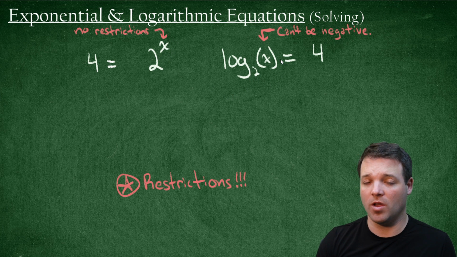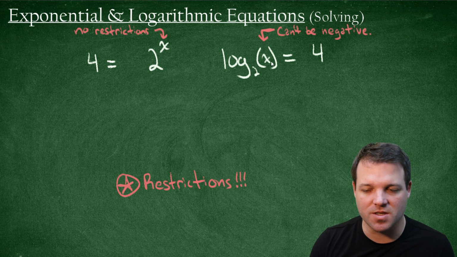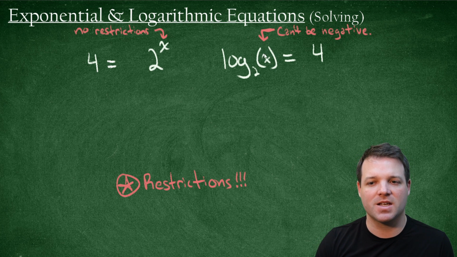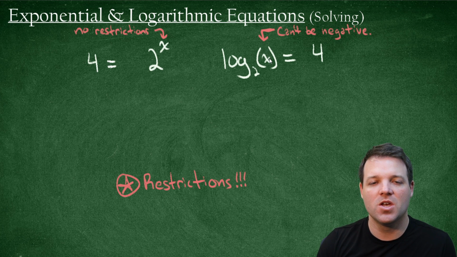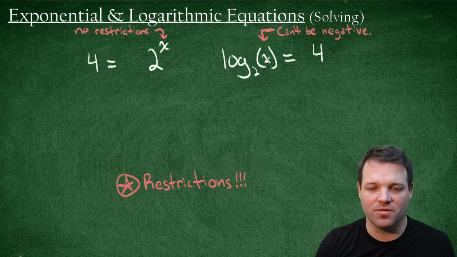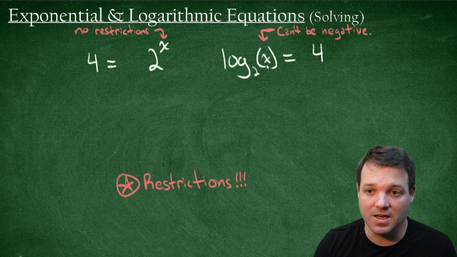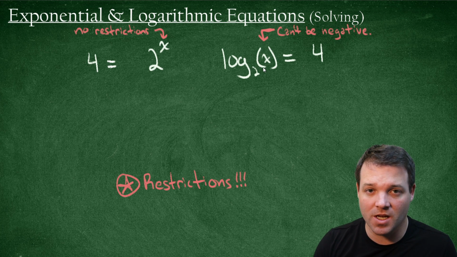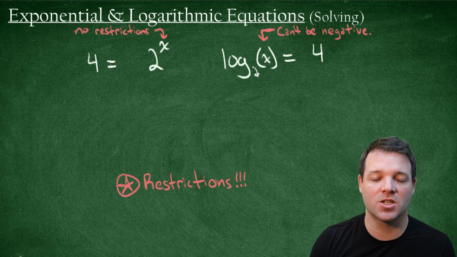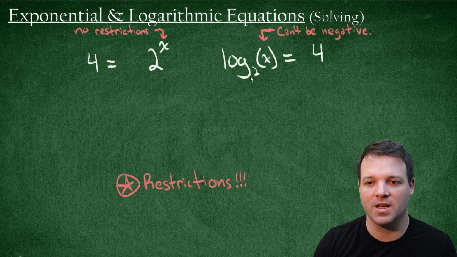However, with logarithms, there are restrictions. In fact, this x value, or whatever's inside the parentheses of the logarithm, has to be a positive number. It cannot be 0, and it cannot be negative. Anytime you get an answer that is 0 or negative, that answer does not exist. That is an extraneous solution. It is not an actual solution.